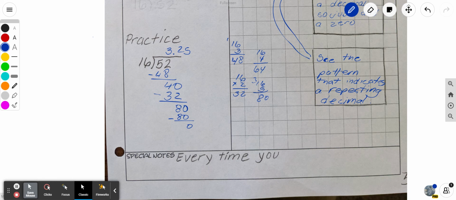Under special notes, I want you to write that every time you divide, put your answer on the line. Okay, so every time you divide your divisor into anything in here, anytime you divide, you've got to remember to put your answer on the line and do that before you do anything else. Okay, that is dividing with a decimal remainder.